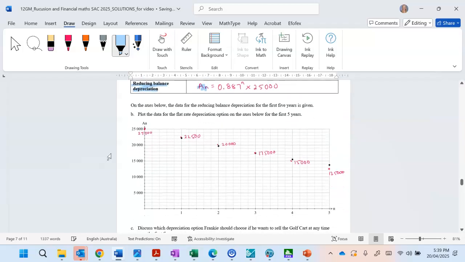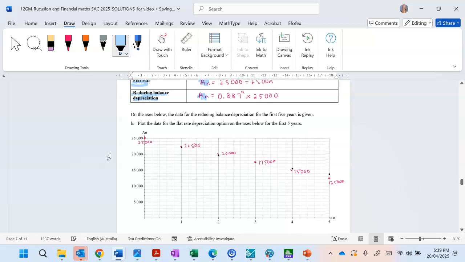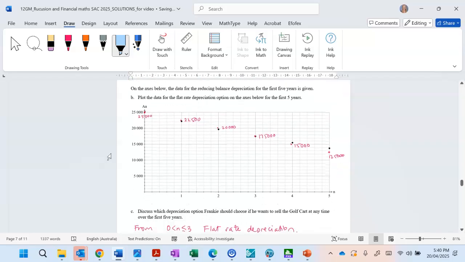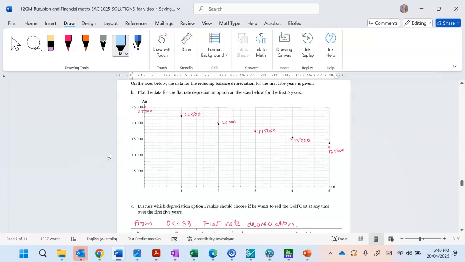All right, and then we had to plot for flat rate depreciation. Reducing balance depreciation was already given to you. When I was plotting these points, my dots moved, so apologies that they moved a little bit to the left, but I put the values there so you can see. And because it's flat rate, it should go in a straight line, not that you should join the dots.